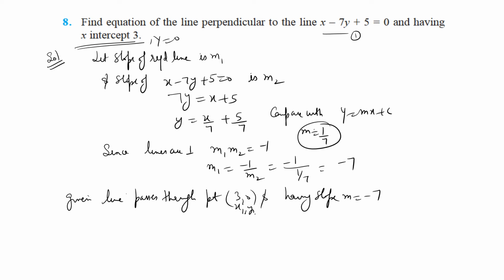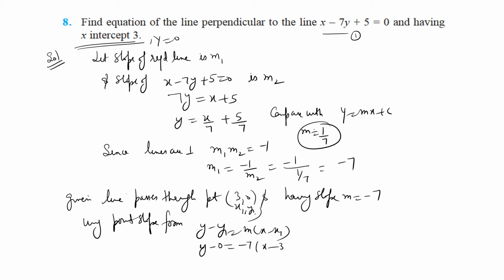So using the point slope form, what is the point slope form? y minus y1 equal to m times x minus x1. So y minus 0 is equal to minus 7 times x minus 3. This implies y is equal to minus 7x plus 21. 7x plus y minus 21 equal to 0 is the desired equation.